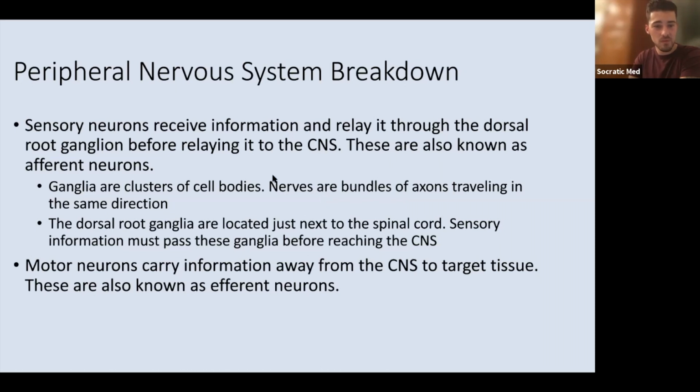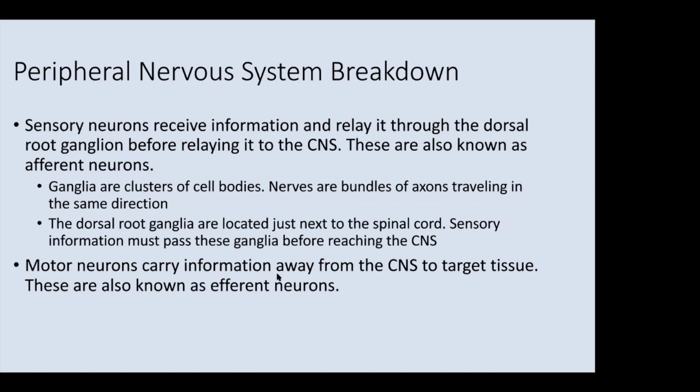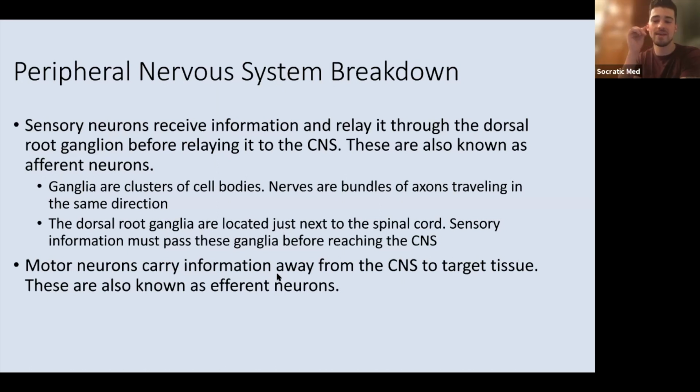So these sensory neurons, these afferent neurons, have their ganglia close to the central nervous system, and we refer to that as the dorsal root ganglion. So the information goes there, and then that is where they synapse with the efferent neurons. So motor neurons carry information away from the central nervous system to target tissue. These are also known as efferent neurons. So just know that the dorsal root ganglia are located just outside of the spinal cord, and it's where the two different types, the afferent and efferent neurons, communicate with each other. So that's where they access the central nervous system, they're processed, and then they go back out.